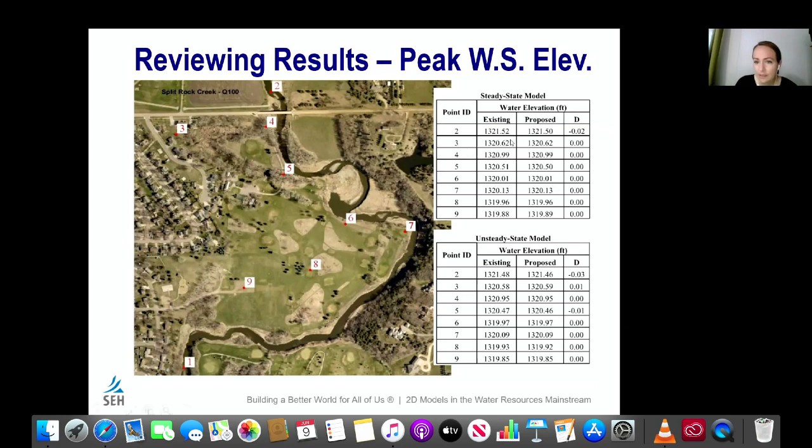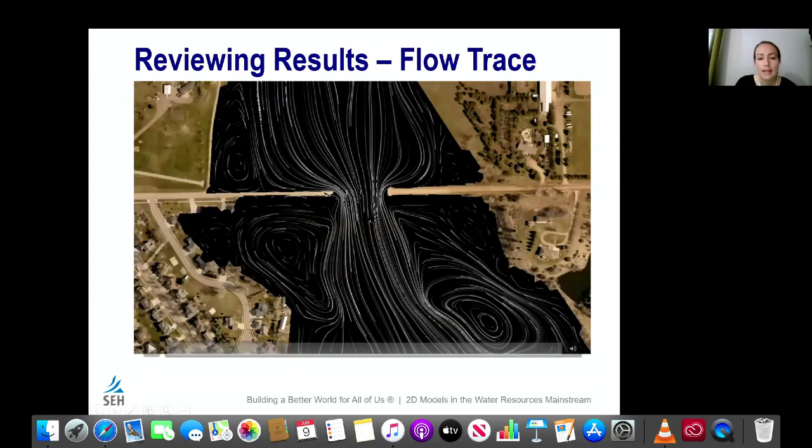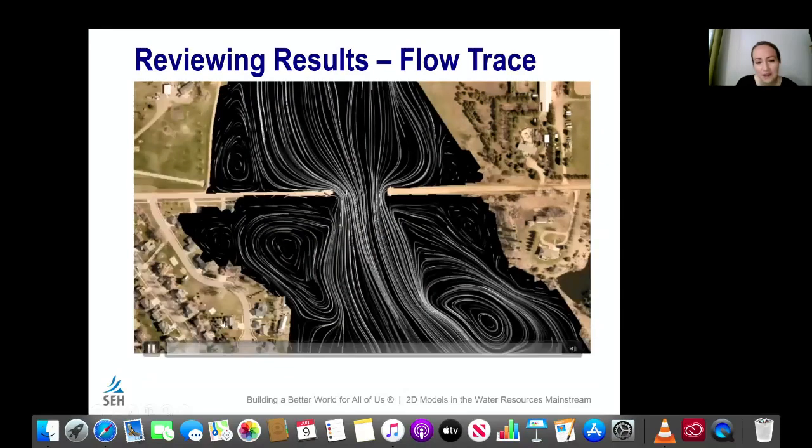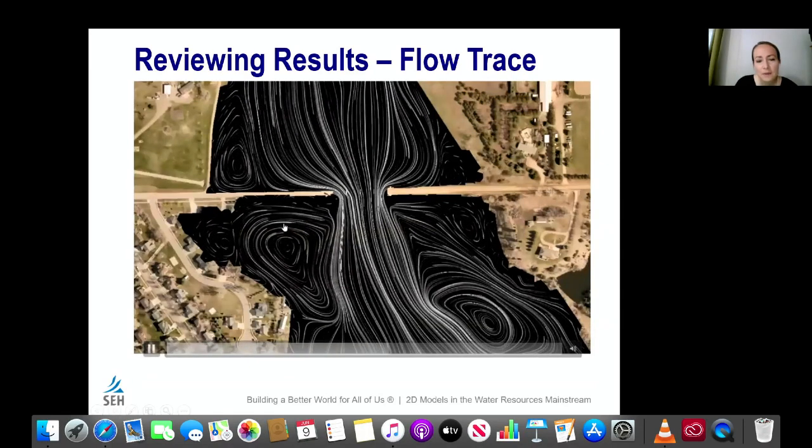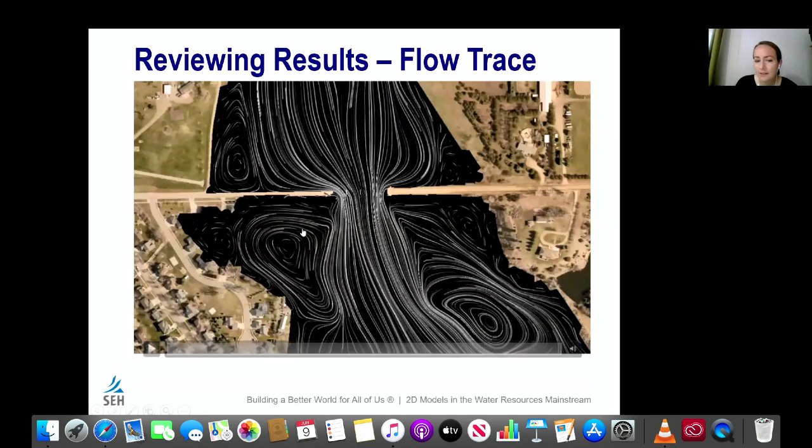But when we look at these tables, we see that the difference in water surface elevation between those points 3 and 4 is pretty significant. So with a 2D model, we have that spatial variation in velocity and also in elevation. And then another particle flow trace, this one is just really helpful to see those areas where the water is not being actively conveyed downstream. So we would use this result to define our ineffective flow boundary and to help us figure out how far downstream we should be increasing those expansion and contraction coefficients.